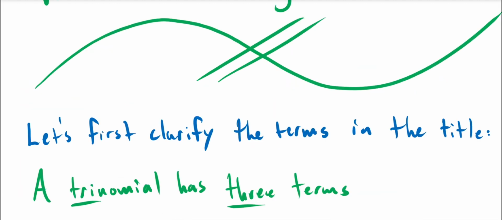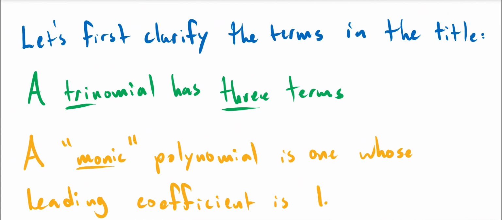So first off, let's clarify some of the terms from the title. A trinomial is a polynomial that has three terms. A monic polynomial is one whose leading coefficient is 1. The leading coefficient, or the leading term, is the monomial that has the highest degree. So the variable with the largest exponent, its coefficient needs to be 1, and then you're dealing with a monic polynomial. You see the word mono sort of in there, indicating a 1.